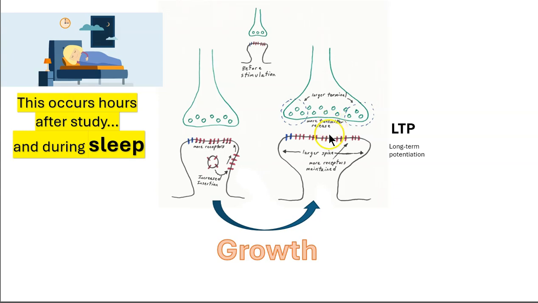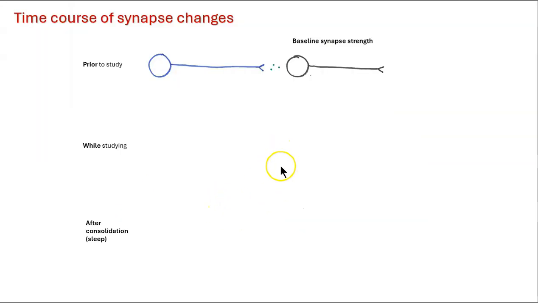Now let's switch up the diagram here and follow the time course of synapse changes using this diagram. Here we have 2 neurons that are going to be involved in a learning session, and we'll say we have some baseline synapse strength here. We're not showing receptors, we're not even showing dendrites here, but the way we're going to model the strength of the synapse is to be looking at how big the terminal is and how many neurotransmitters are being released.